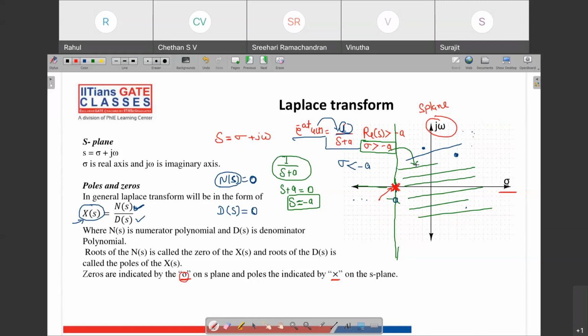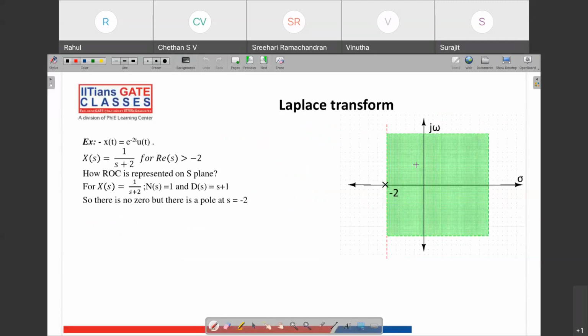We go to the next slide then. So this is another example. It is the same problem that we discussed a few slides back, only here a is replaced by 2. We know that the Laplace transform of e to the power minus at u(t) is 1 by s plus a, with real part of s greater than minus a. So when you replace a with 2, it becomes 1 by s plus 2, and real part of s greater than minus 2.